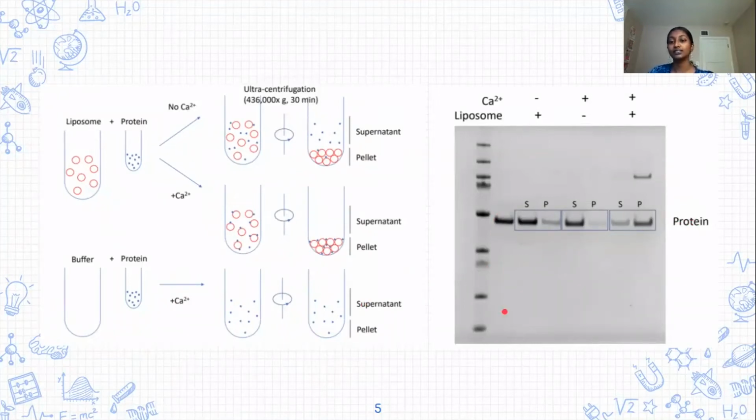And then, as you can see, these are the results. Right here, we have the calcium and the liposome together. You can see that the pellet was highly favored when we had both calcium and the liposome added together. When there was no calcium, the supernatant was favored. So we had a lot more of that protein left over and nothing really bound together.